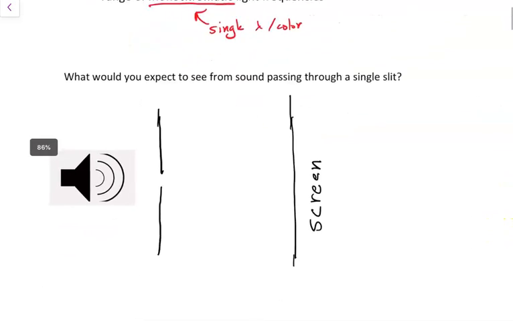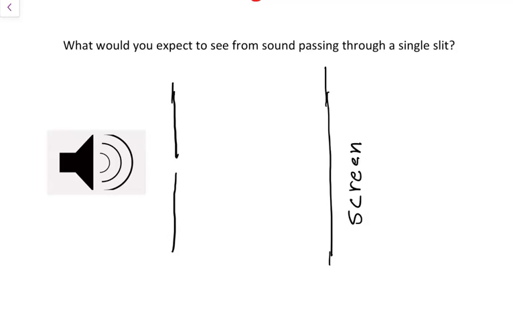So first I'll have a question: what would you expect to see from sound passing through a single slit? If we had a screen and my question was, what would be the interference on this screen? What would be the intensity on this screen? If you were a little person right here and just walked down this line, where would you hear the most intensity? Where would you hear the least intensity?